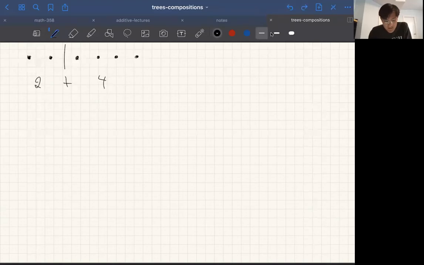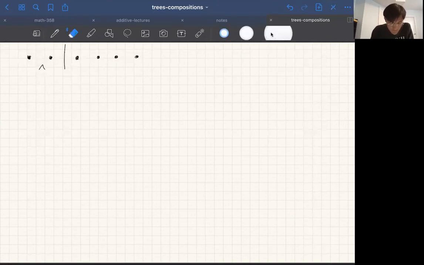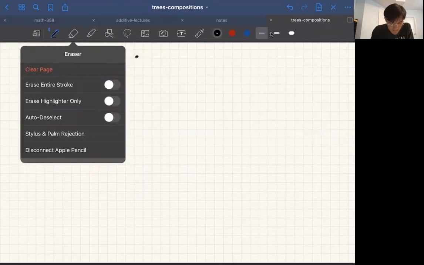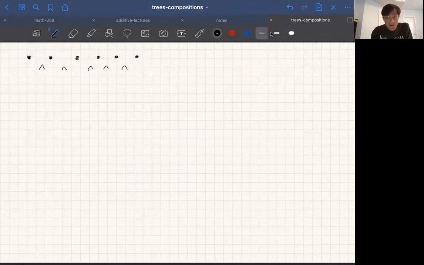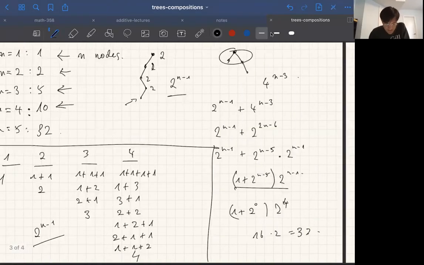Okay, so the number of compositions is the number of ways of either putting a bar here or not putting a bar here. So there are 5 spots we can put a bar, and each one could either be there or not there. So there are 2 to the 5 ways, and that's 32. So there are 32 compositions of 6.